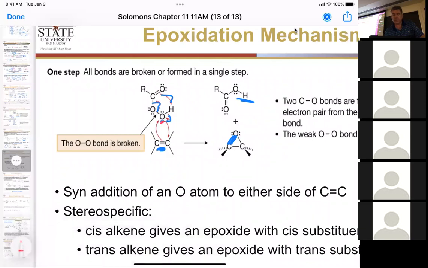These electrons that are on the oxygen are now making the new bond over here. And the hydrogen lone pair is over here. So the alkene makes one bond with the oxygen, makes the other bond with the carbon, and that's how it is made. And so it's a really fast reaction. Think about it, everything just kind of changes partners there.